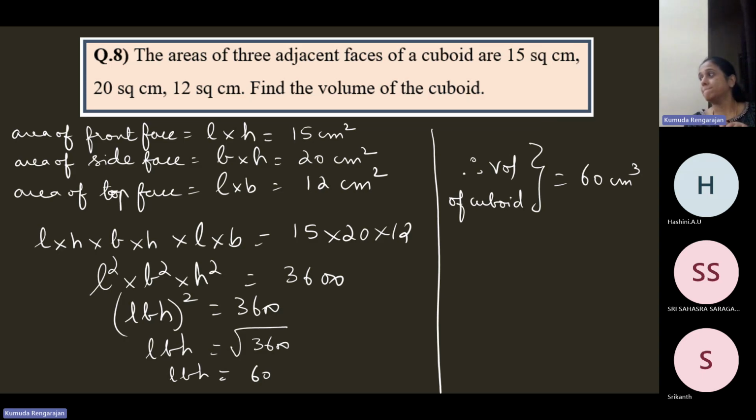In CBSE, maybe not for 8th standard, but you can't say no. And for a longer answer, this will be 3 marks. The last question they'll give is 4 marks.